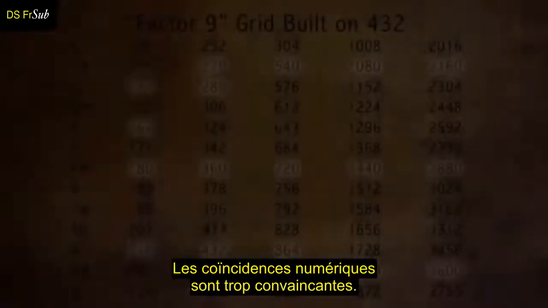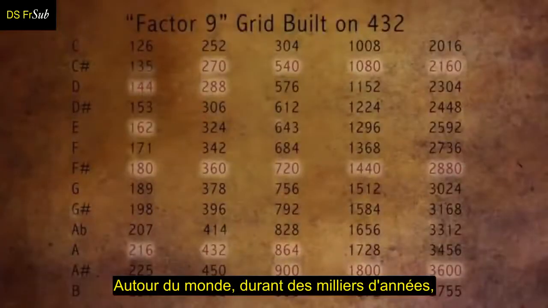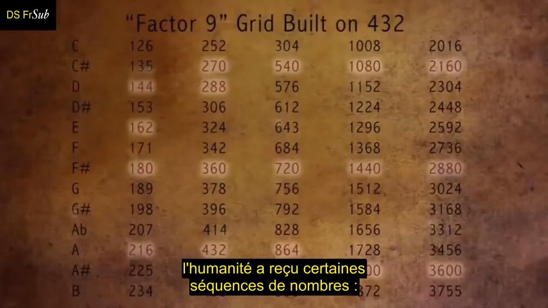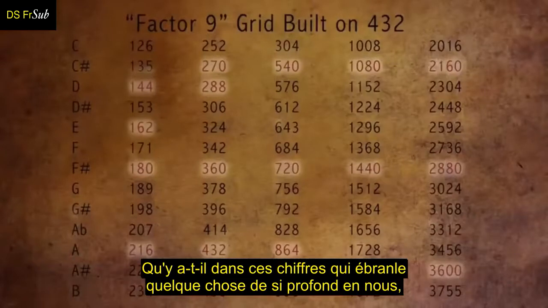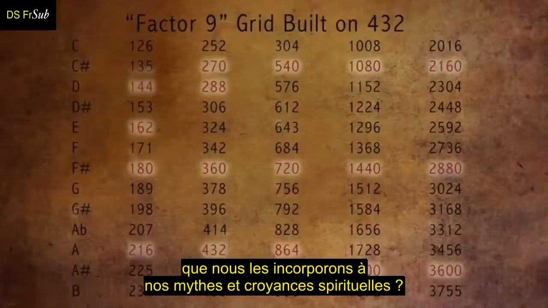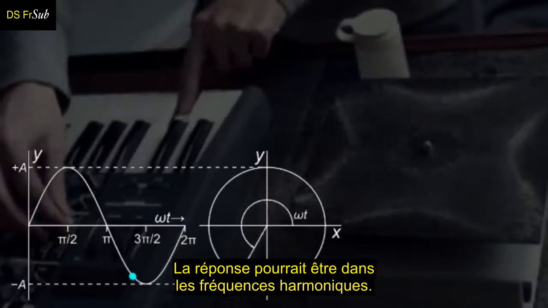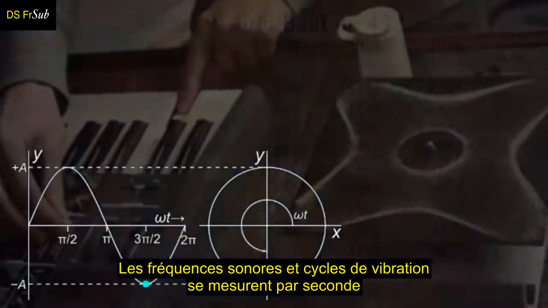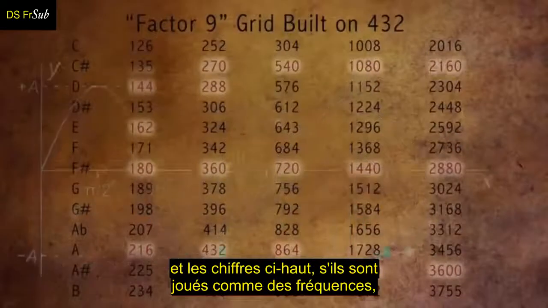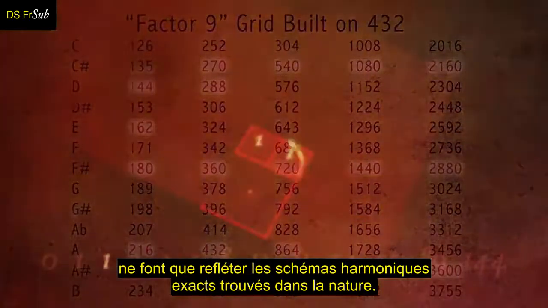The numerical coincidences are too compelling. All over the world and for thousands of years, humanity has received certain number sequences. 108, 144, 360, 369, 432, 1080. But why? What is it about these numbers that jars something so deep within us that we incorporate them into our myths and spiritual beliefs? The answer could be in frequency harmonics. We measure sound frequencies and vibration cycles per second, and the numbers listed above, when played as frequencies, just happen to mirror the exact harmonic patterns found in nature.